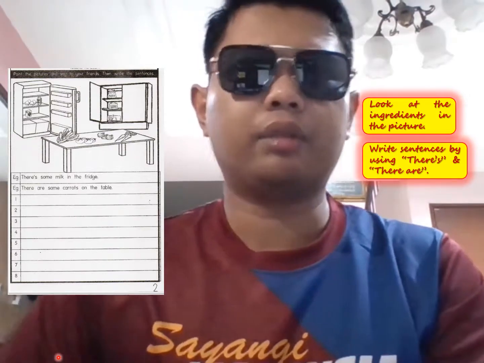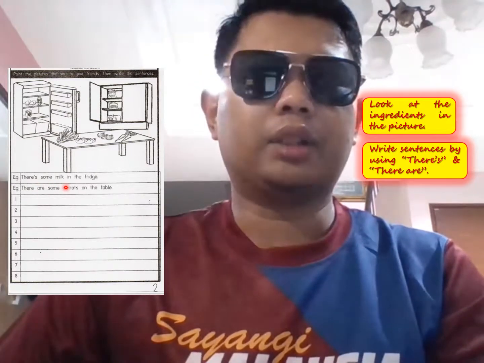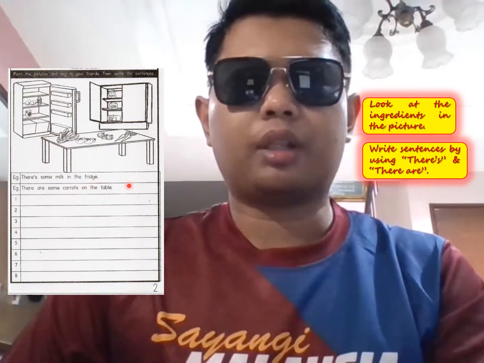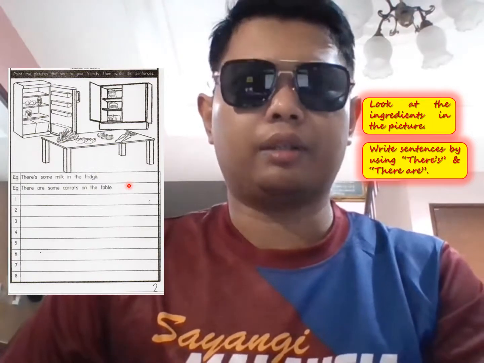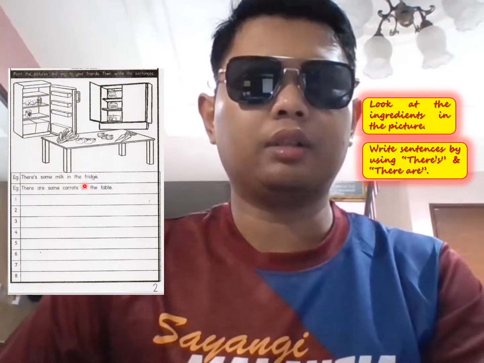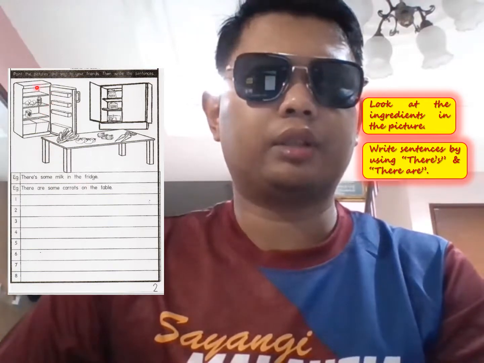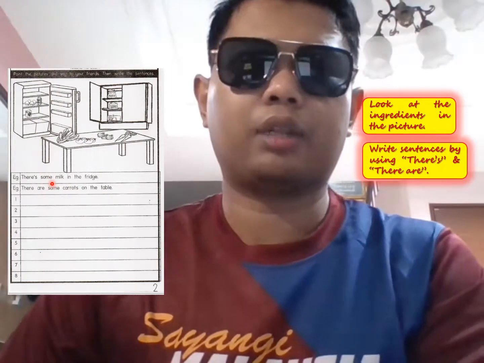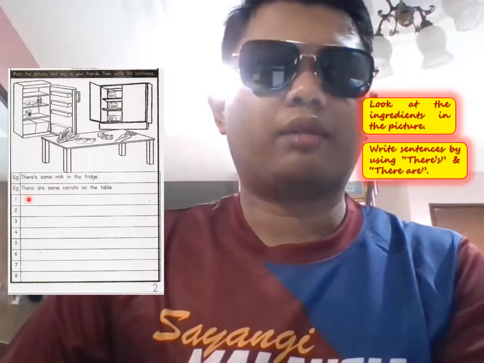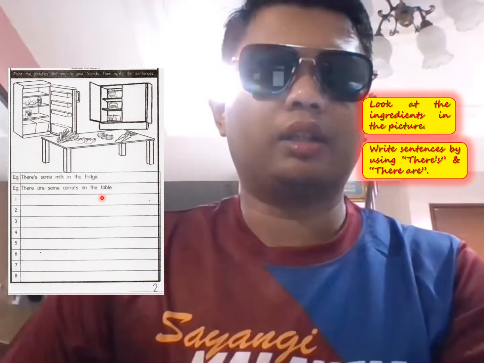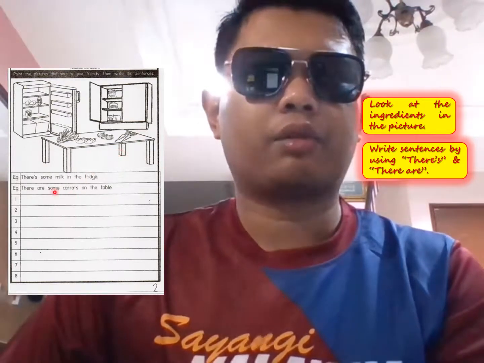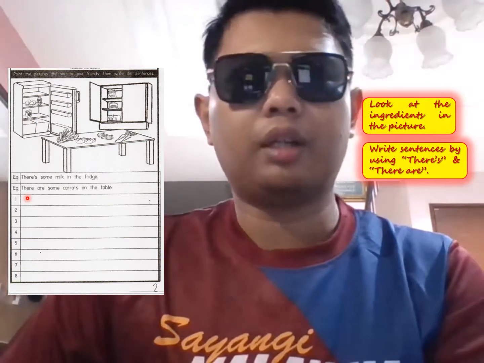We look at the examples. There's some milk in the fridge. You write these sentences to tell the location of the ingredients. There's some milk in the fridge. So the milk is in the fridge. You use there's some milk since you cannot count milk. Next, there are some carrots on the table. You have carrots here on the table. You can count carrots, so you use there are some carrots.